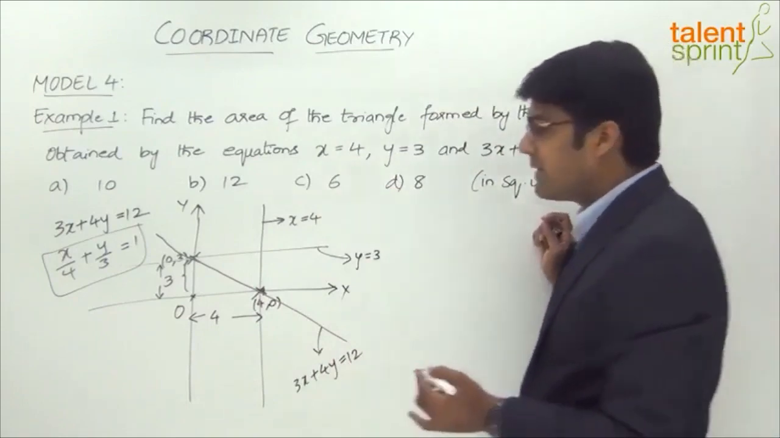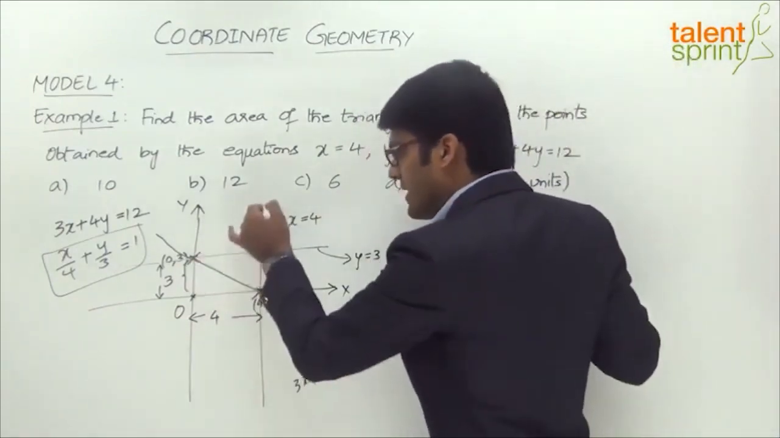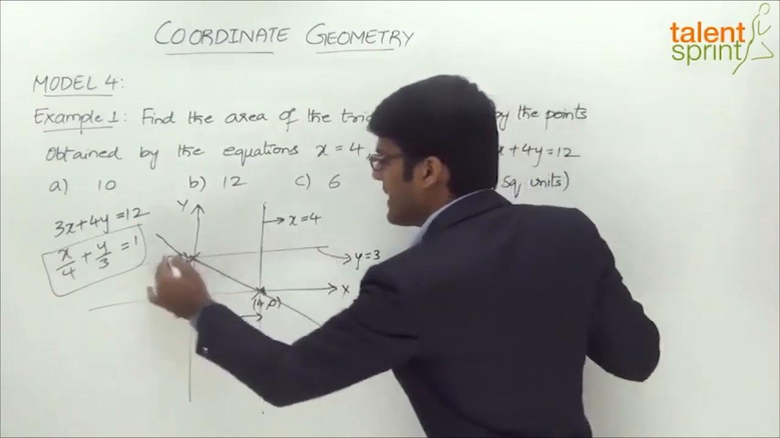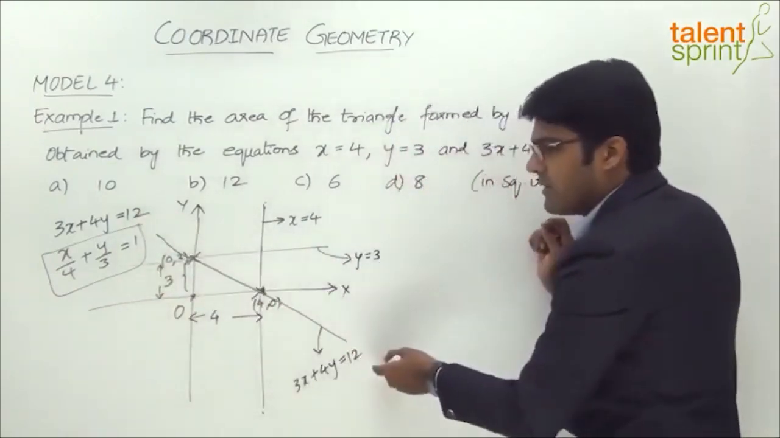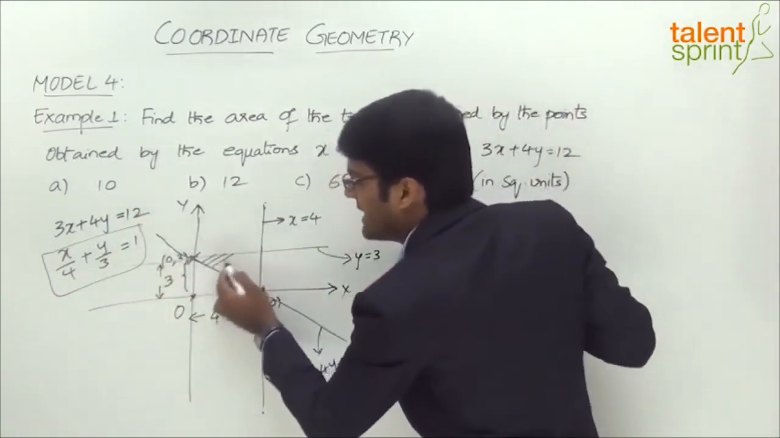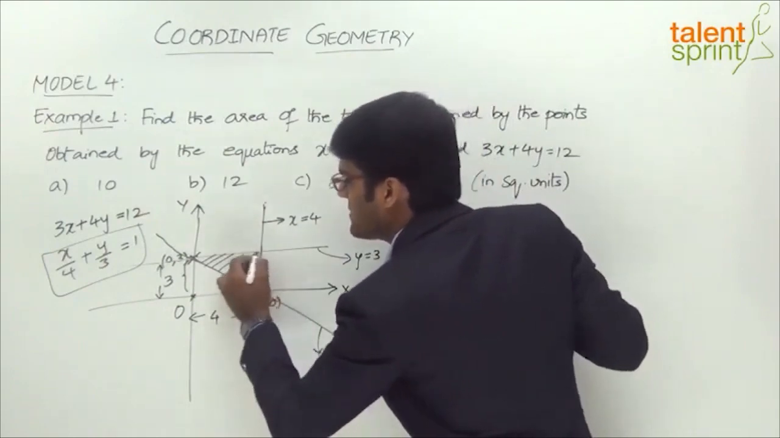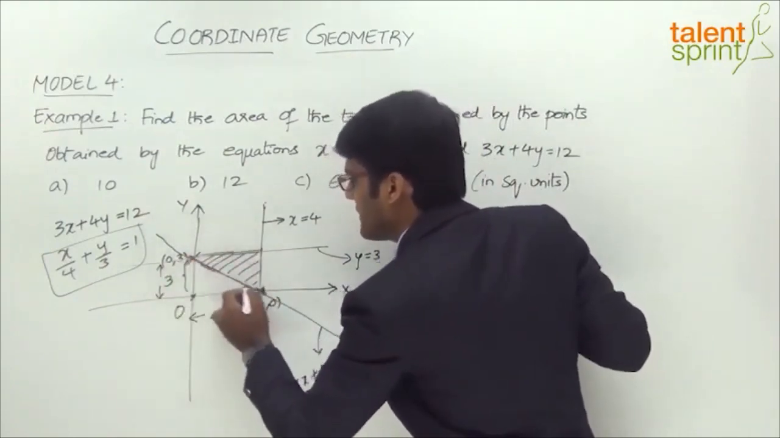Now, what are the three vertices? Look at it. What is the triangle? This is one of the lines, x equal to 4. The second line is y equal to 3. And the third line, 3x plus 4y equal to 12. So this is the triangle that we get. Yes or no? These three lines, if you observe, are forming the triangle this way.